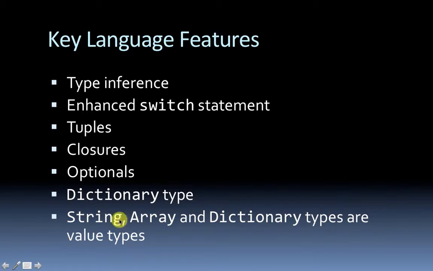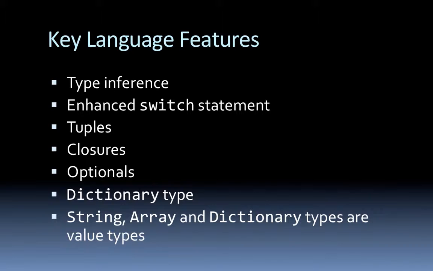In addition, string, array, and dictionary, as well as the new set type, are all value types. And what that means is that they are going to be manipulated throughout your Swift code by value. That means anytime you assign a string, an array, a dictionary, or a set to a variable, a copy of that object is being made. Anytime you pass those into functions, copies of them will be made. Anytime you return them from functions or methods as well, copies of them will be made.